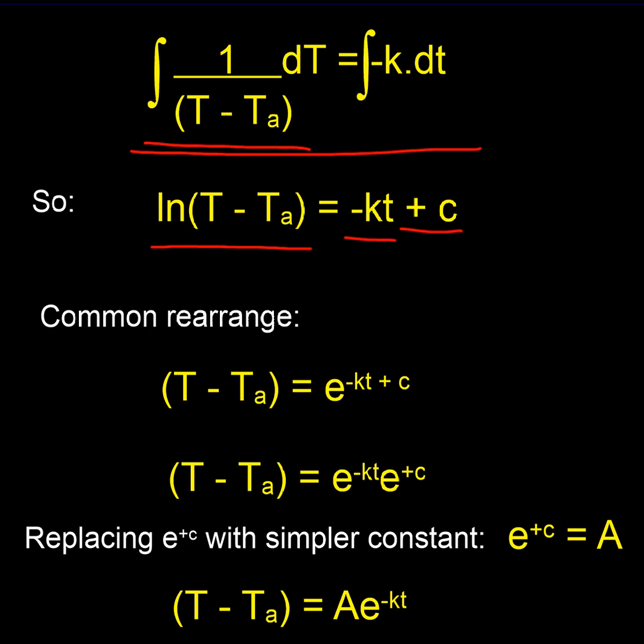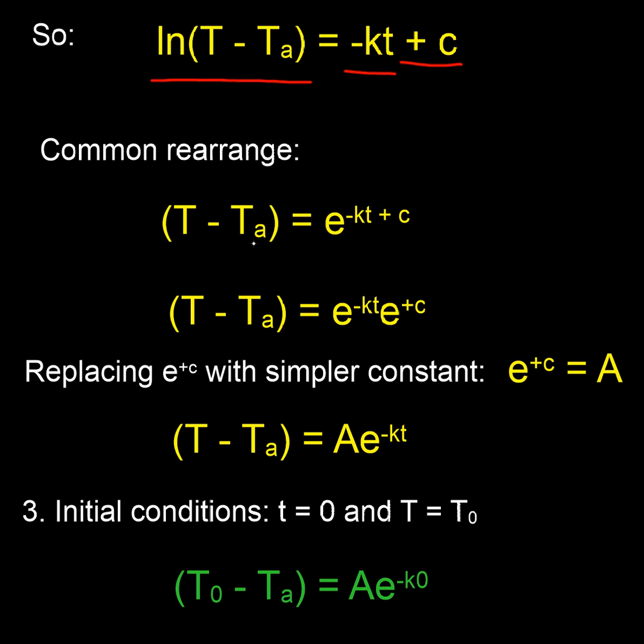So I'm going to do my common rearrange, in which I'm going to power this up by making those the powers of e. So on the left hand side I've got T minus Ta, the right hand side I've got e to the minus kt plus c. I'm going to do that same trick of splitting off the e to the plus c, and I'm going to replace and write that as an A because it's just a constant. And now I've got T minus Ta equals A, some multiple I don't know yet, of e to the minus kt.